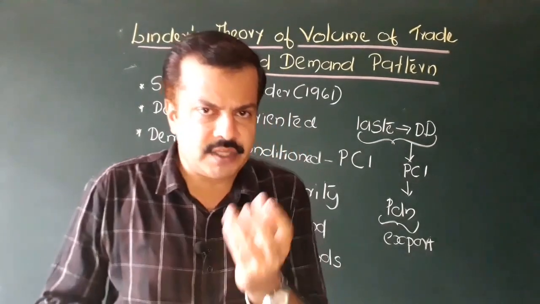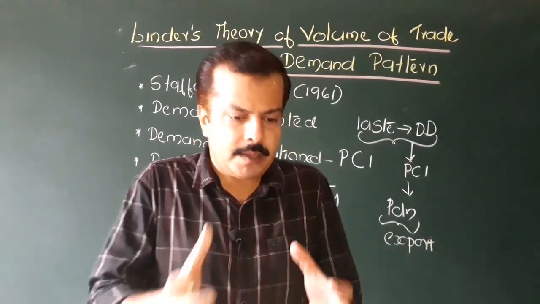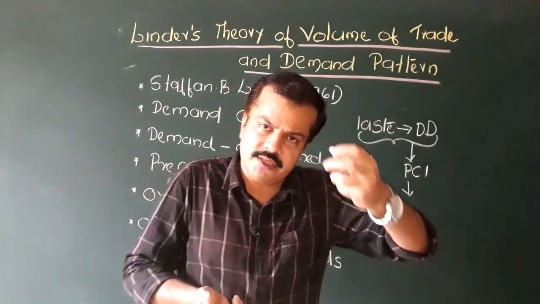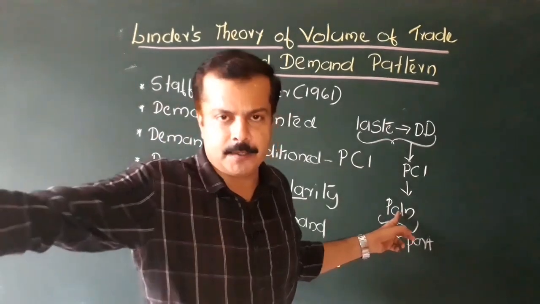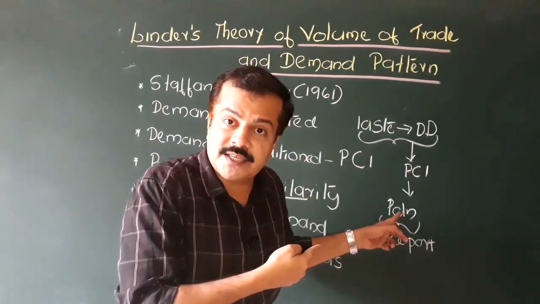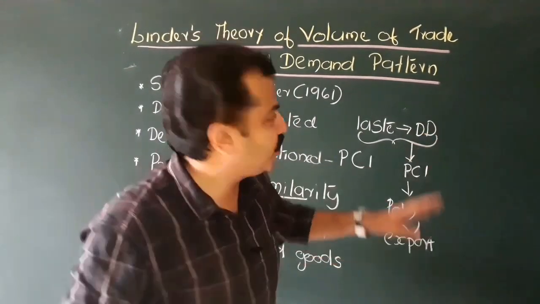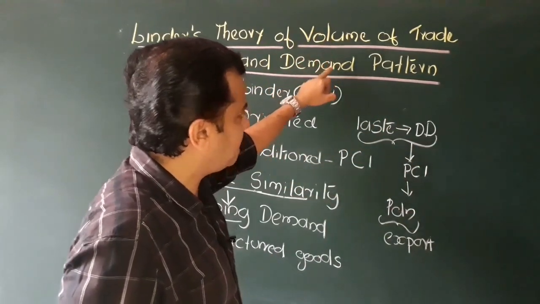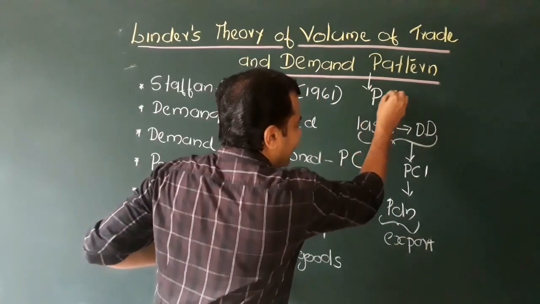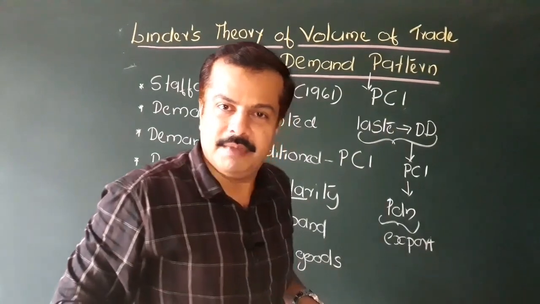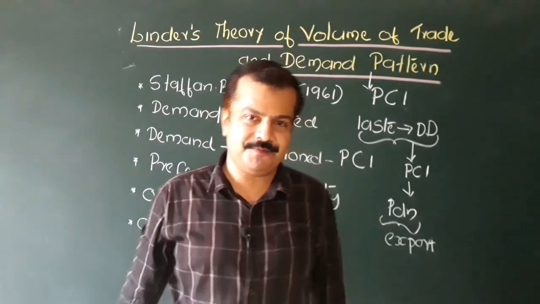So the crux of the theory was, in fact, that your export base is determined by your domestic production base. Your domestic production determines your export. And what determines domestic production? It is determined by the tastes and preferences, which in fact constitute the demand. So volume of trade is influenced by demand pattern, and this demand pattern is influenced by the level of per capita income. Because Linder believes that international trade is only an extension of domestic trade.